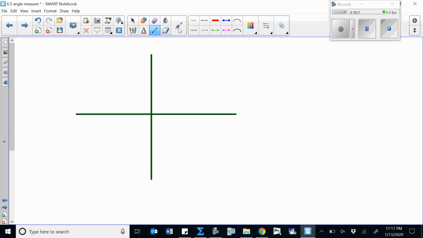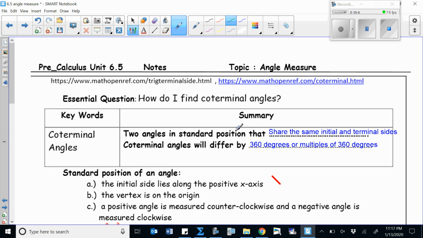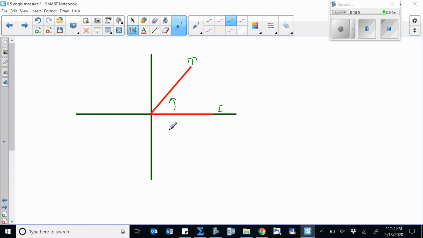This is my coordinate plane, and let's say this is my angle, initial and the terminal side. So this is my initial side, and this is my terminal side, and this is my angle. So this is my original angle, and I want to find a coterminal angle. Based on the definition that we have here, two angles in standard position that share the same initial and the terminal side. So I need to find another angle here that has the same initial and the same terminal side, but it's not the original one. So to draw an angle with the same initial and the same terminal, I just need to go the other way, like this way. So this will be my coterminal angle.